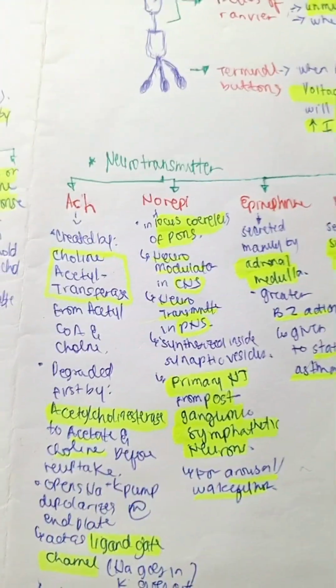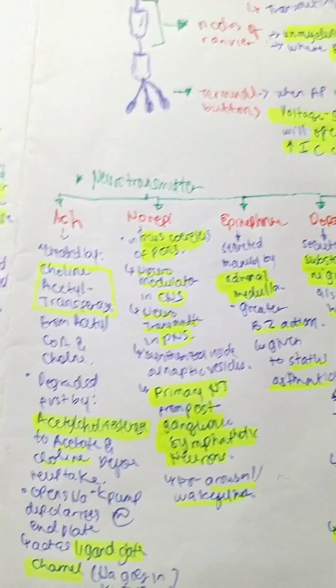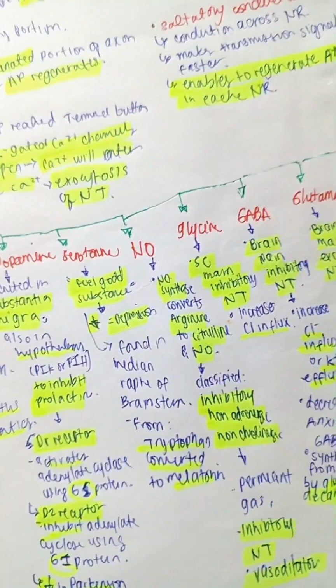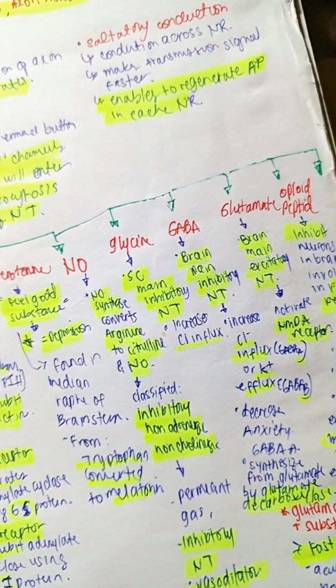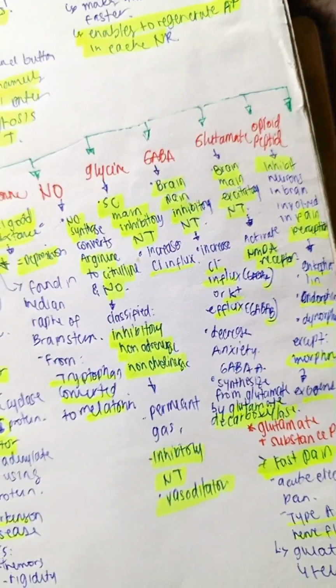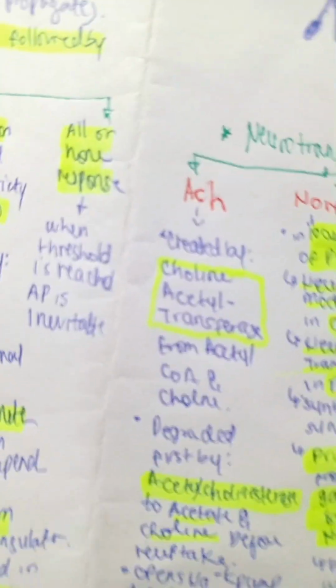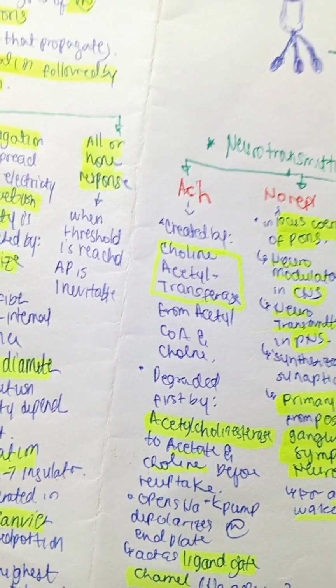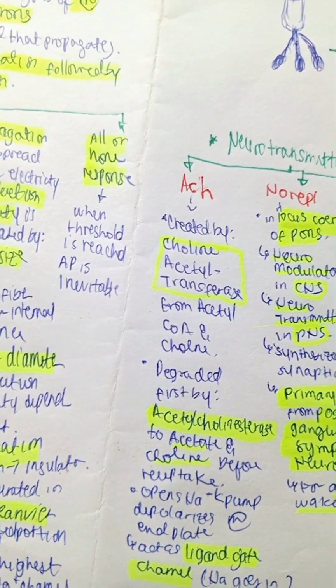Now let's discuss some neurotransmitters, which include acetylcholine, norepinephrine, epinephrine, dopamine, serotonin, nitric oxide, glycine, GABA, glutamate, and opioid peptide, as well as glutamate and substance P. First is acetylcholine. This is created by choline acetyltransferase from acetyl-CoA and choline.